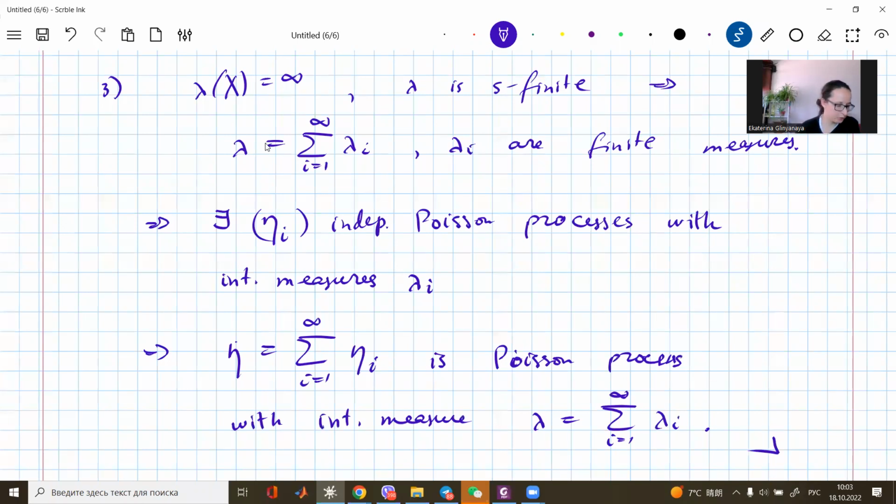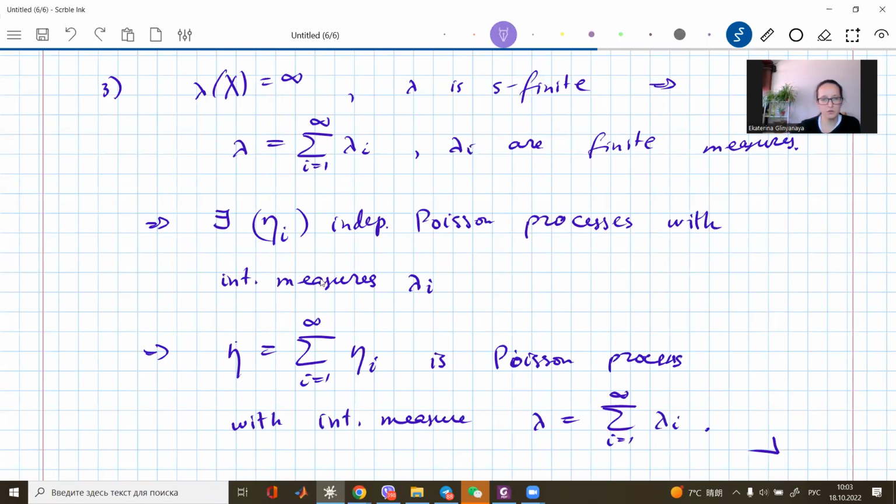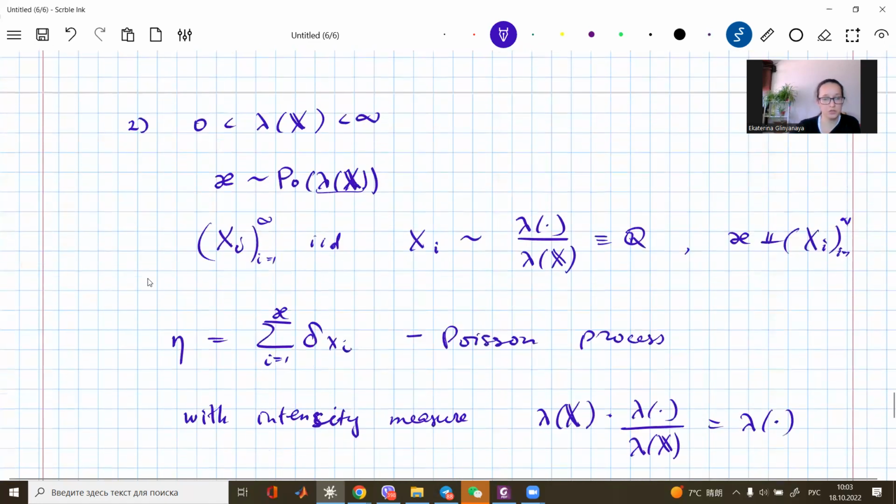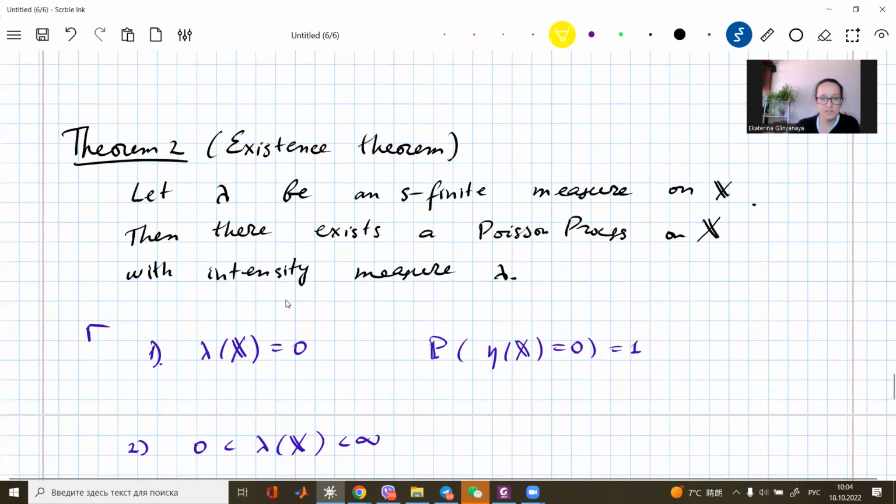So today we saw how we can construct a Poisson process. For this, we used the so-called mixed binomial distribution, and we saw that a Poisson process can be represented in such a form. Here we just consider the sum of a random number of delta measures at some random points. This is the main idea of how we can construct a point process: you just take a Poisson number of random points, and you can get a Poisson point process with any intensity measure you want.